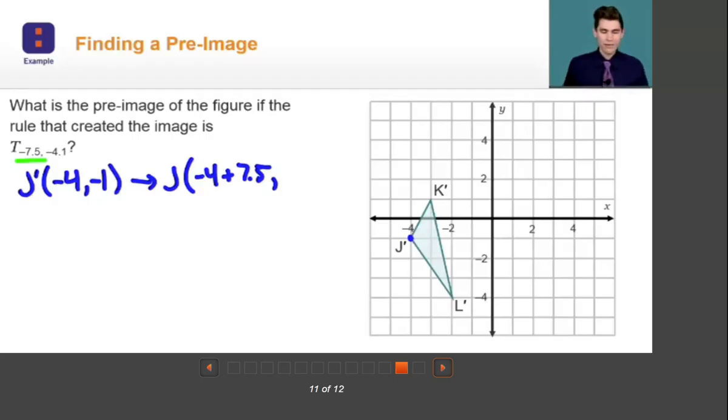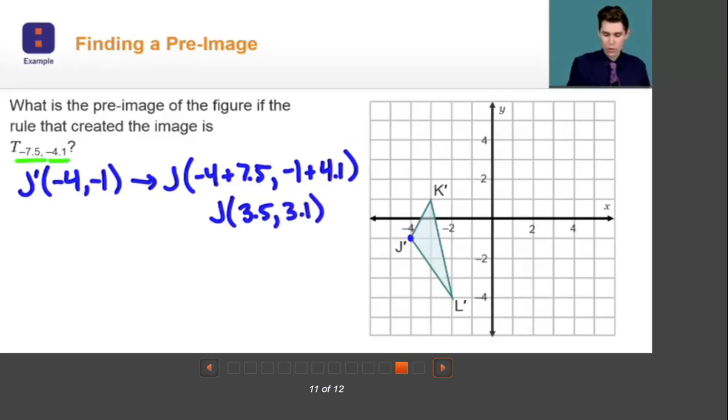Same for the y value. In J prime, the y value is -1. Instead of subtracting 4.1 from the rule, we're going to add 4.1. So we have -1 plus 4.1. Solving this, that means that point J is at (3.5, 3.1), which would be about right here on the coordinate plane. Let's take a look at the other vertices.